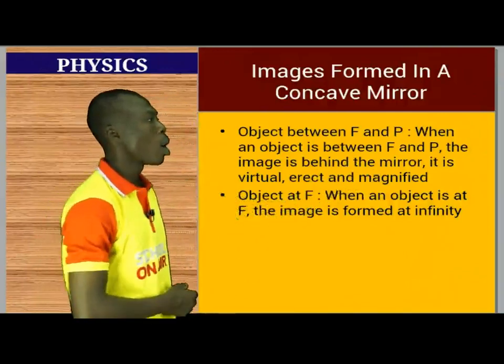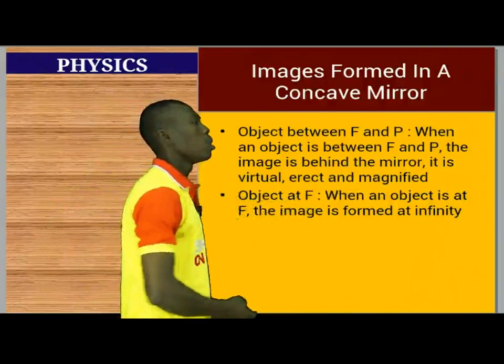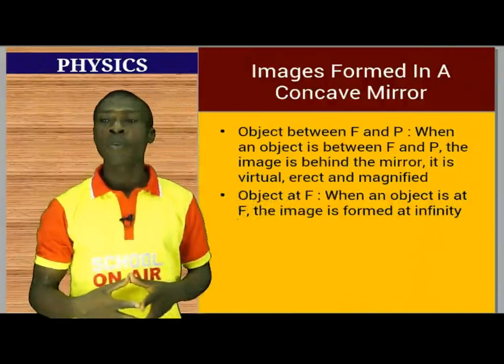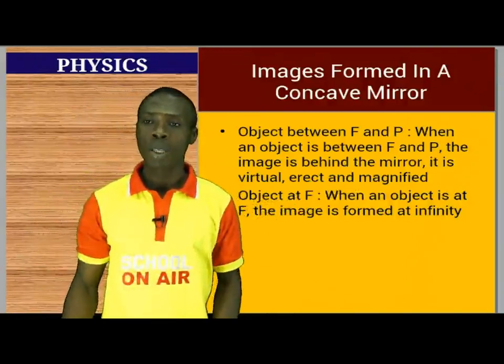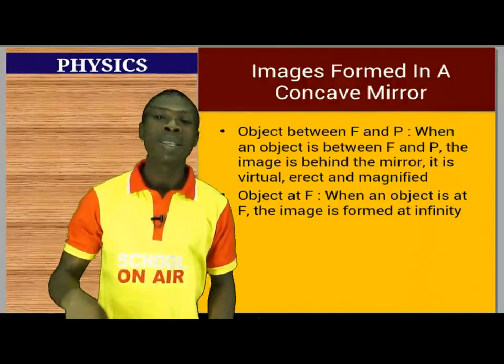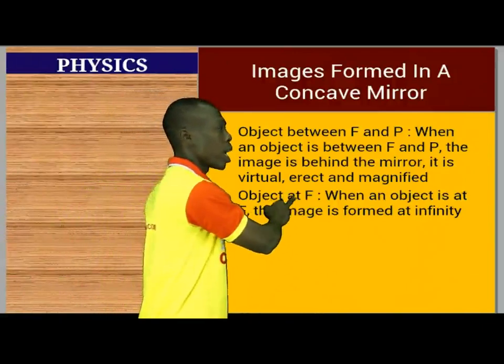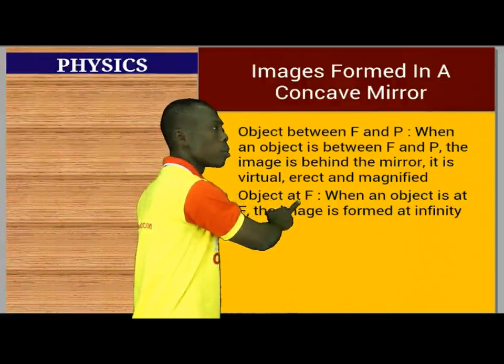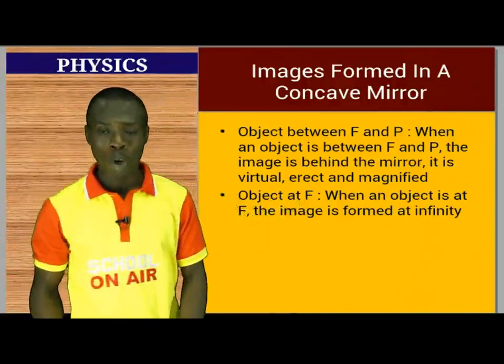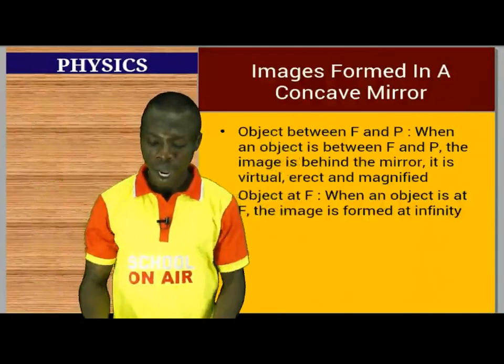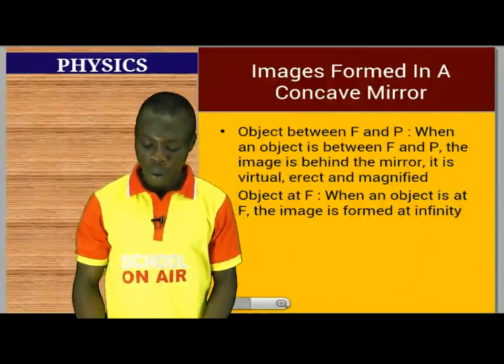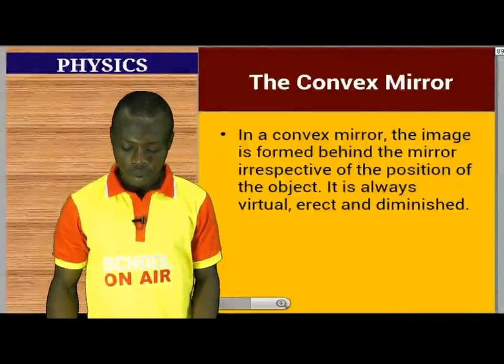And of course, when we have our object placed at F, the image is formed at infinity. Most of the time, it's not seen on the screen. It's just assumed that the image is lost somewhere. So when the object is positioned at F, at the principal focus, then the image will not be seen on the screen. It will be far, far away beyond the perimeter of the screen.